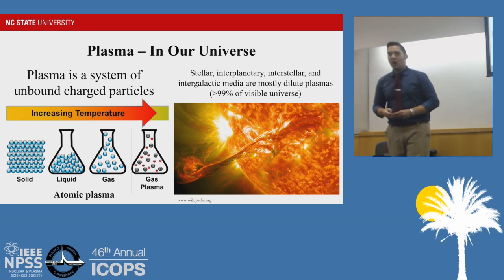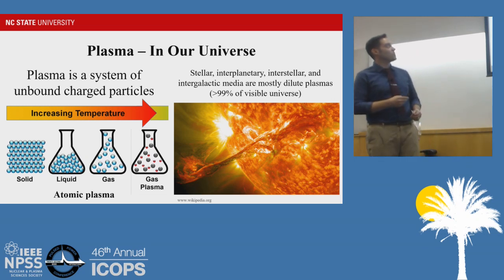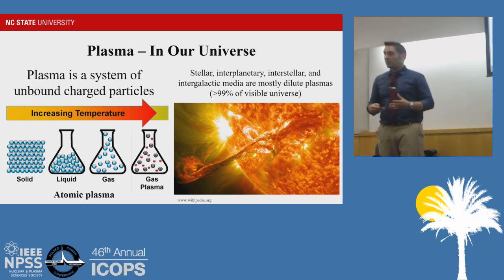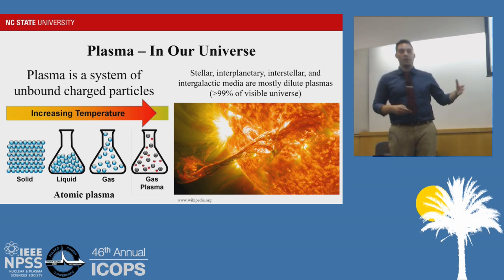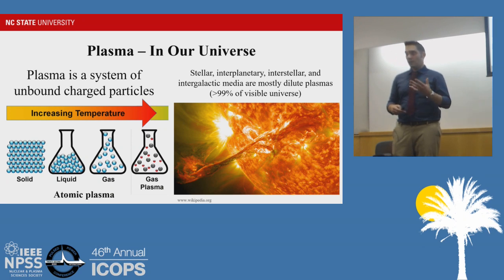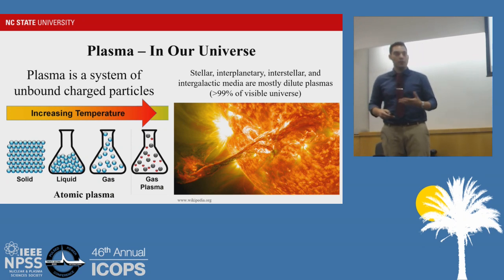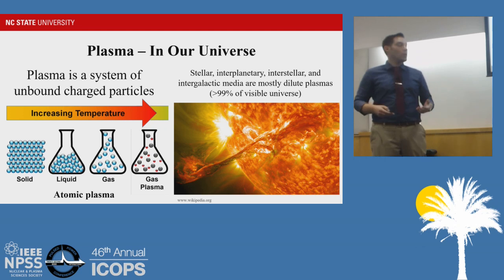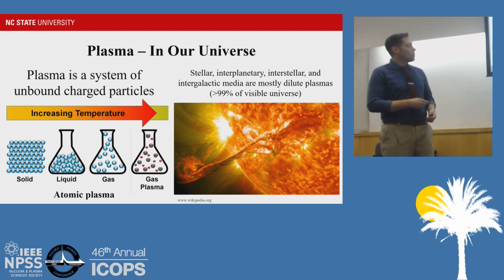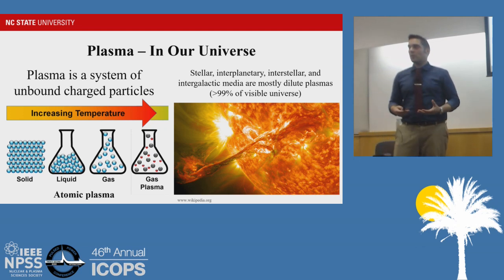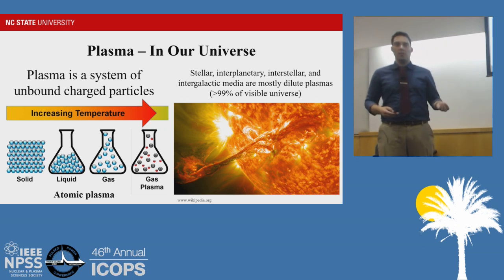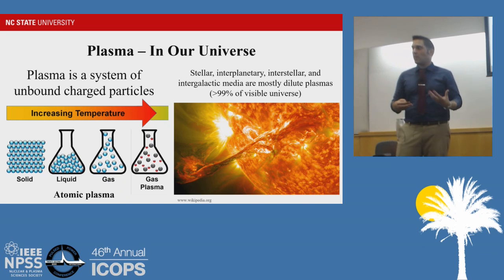So what is a plasma? I'm going to broadly define a plasma as a system of unbound charged particles. I say system because what you'll see in this talk is it's not always just atoms, nuclei and electrons. They can be quasi-particles and so forth. But when we're talking about atomic plasmas, what we typically think of is, let's say we start with ice, which is in a solid form, and we heat it up. So we add some temperature to the system.